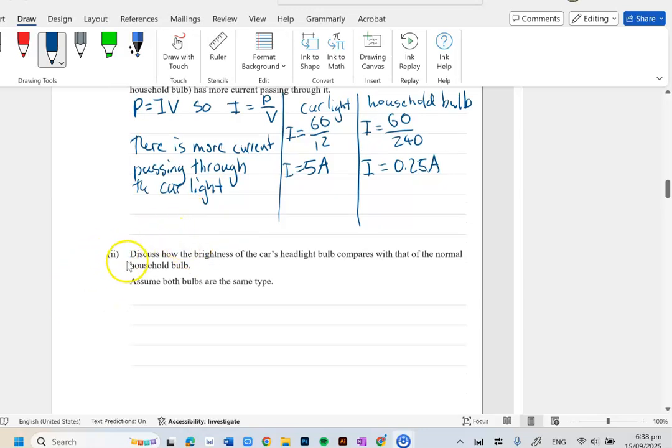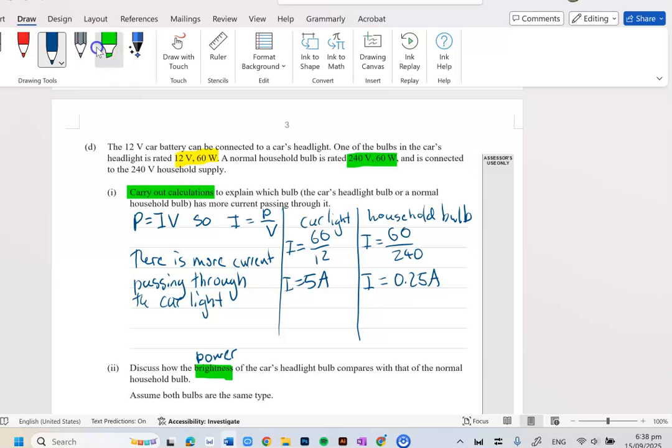Okay, part II. Discuss how the brightness, so the brightness is basically just a fancy word for power. Power of the car's headlight bulb compares with that of the normal household bulb. Assume both bulbs are the same type. Okay, now one thing we notice is that they both have the exact same power. Okay, they're both 60 watts, 60 and 60.